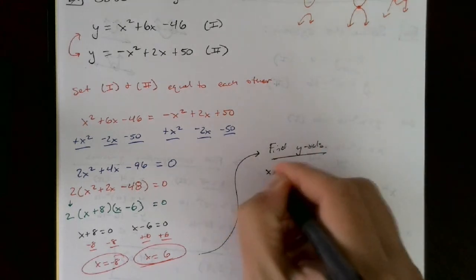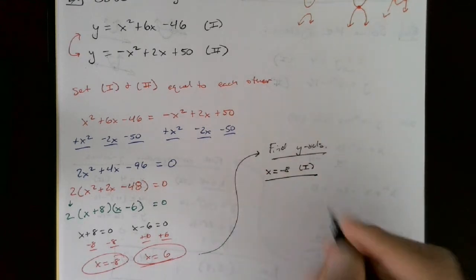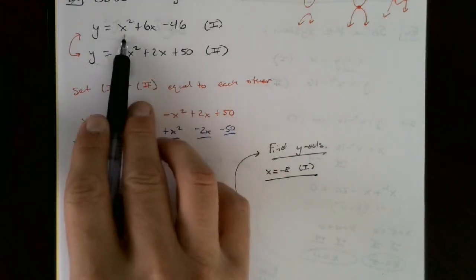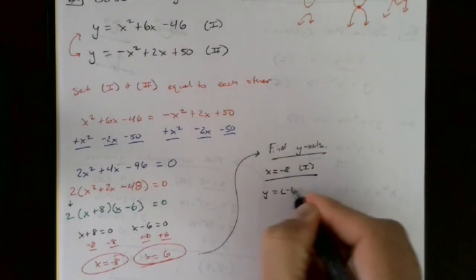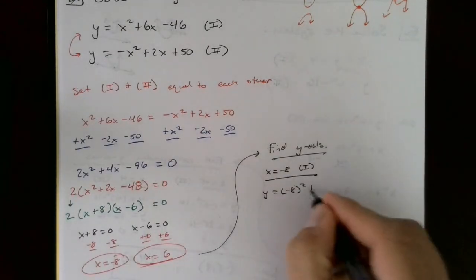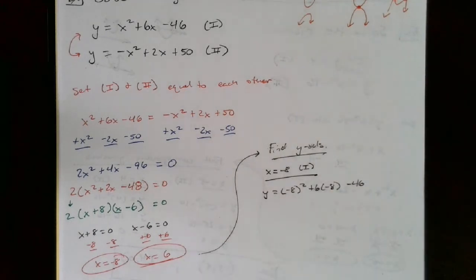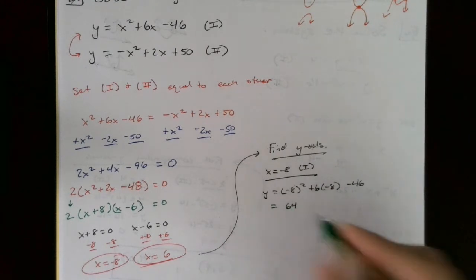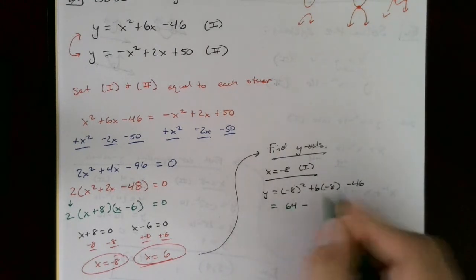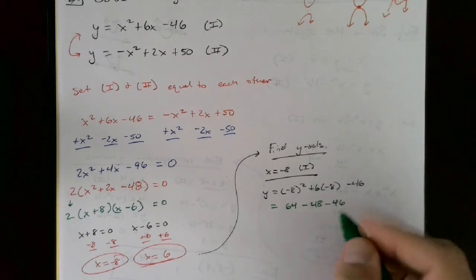So if I took x equals negative 8 and I'm subbing this into equation 1, make sure that you're subbing into equation 1 and make sure you put parentheses around that negative 8 when you substitute it in. So you end up with y equals negative 8 squared plus 6 times negative 8 minus 46. And this will give us negative 8 squared. The negative squared becomes positive, so it's going to be 64. A positive times a negative makes us minus 6 times 8 is 48, so minus 48, and then minus 46.